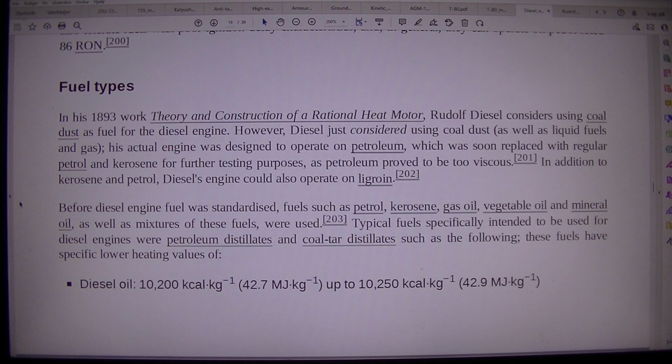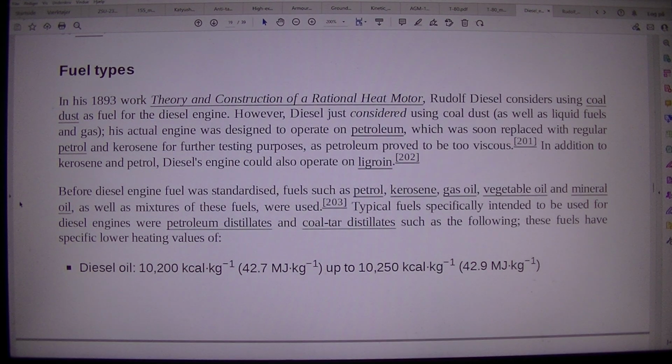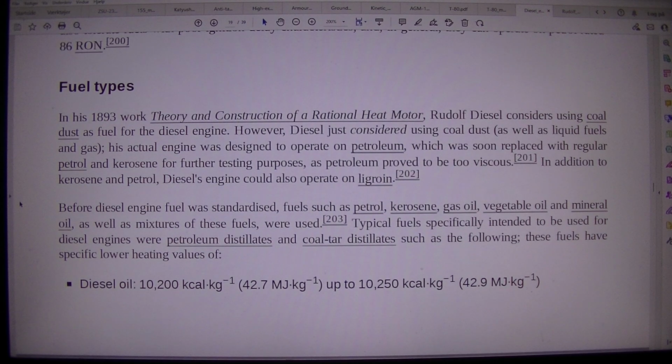In addition to kerosene and petrol, Diesel's engine could also operate on liquid. Before diesel engine fuel was standardized, fuels such as petrol, kerosene, gas oil, vegetable oil and mineral oil, as well as mixtures of these fuels, were used.